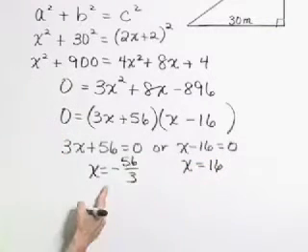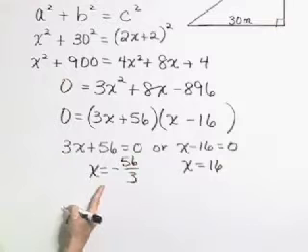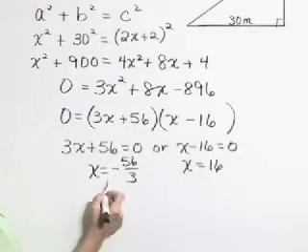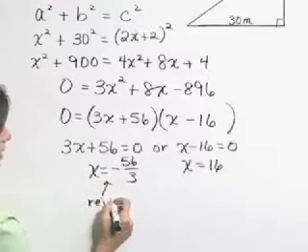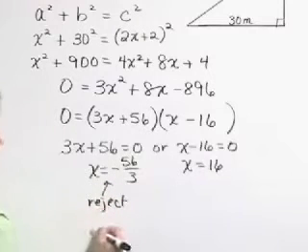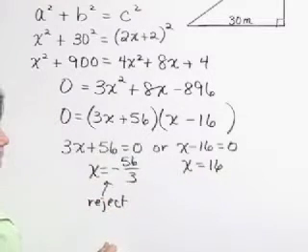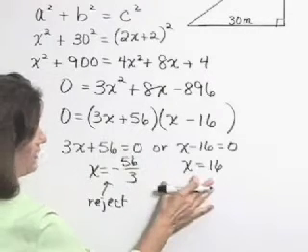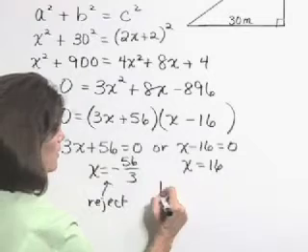Now, focus your attention right here. Remember that x represents the height of this tower, and that height is not realistically going to be a negative number. So let's, right off the top, just reject this as a possible solution. Focus on the 16. The height, yeah, realistically could be 16 meters.